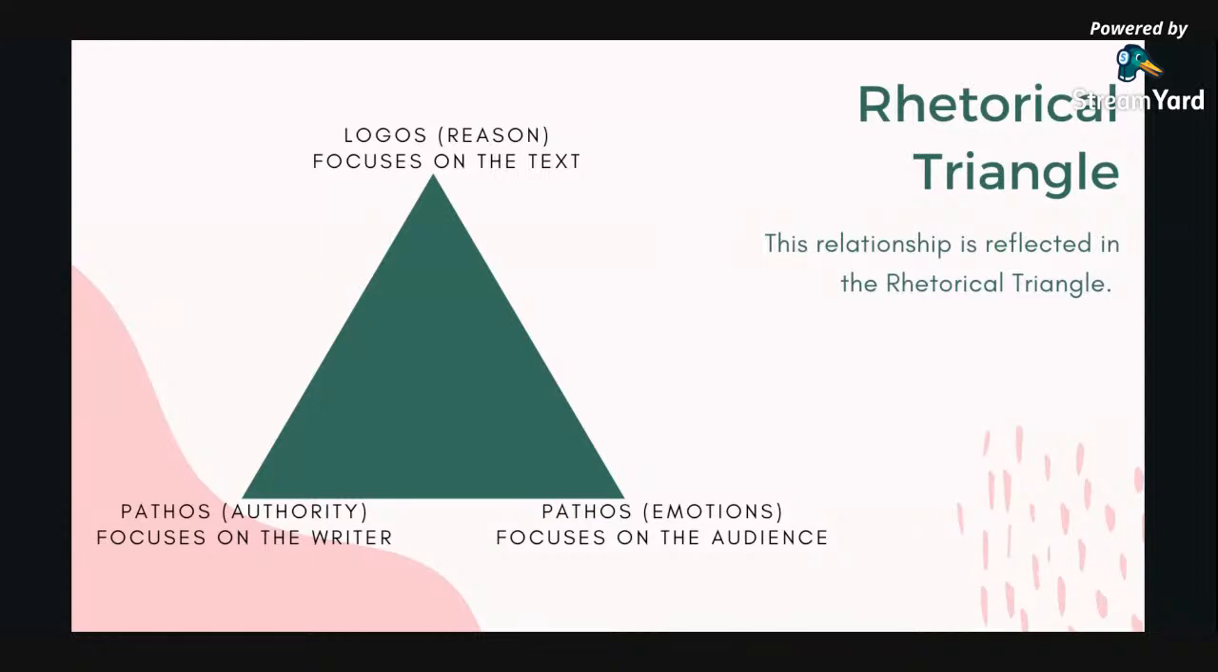So you probably remember this little guy, right? The rhetorical triangle. And the different pieces of that: the logos, that's where you're focusing on the text. Pathos, that's where you're focusing on the audience and the emotions you want to evoke. And, oh, I have a typo. That other one should be ethos, authority. And that focuses on the writer.